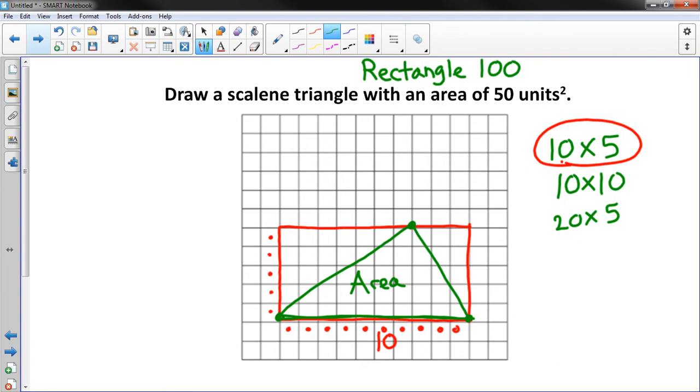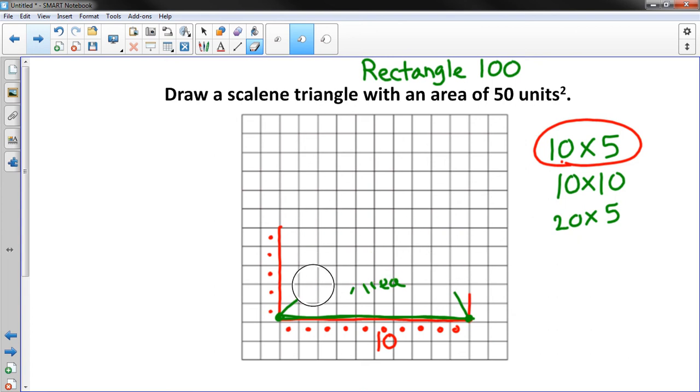Actually, it doesn't become 50. It becomes 25. Do you guys see why? Because the height is only 5. I need the height to be 10 to cut that in half. So let's just change that a little bit. Pretty tricky, isn't it? I think you guys will see why in a minute. Because this is only 5. When I cut that 5 times 10, 50 in half, it's 25. So I need to go another 5 up there. I have to double that.